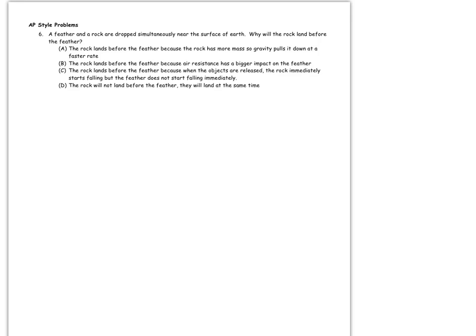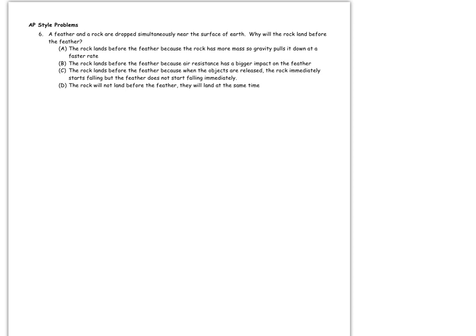Moving on now to some of our AP style questions for this homework assignment. So we have our classic experiment conceptual question about the rock and the feather. If a rock and a feather are dropped at the same time near the surface of Earth, which one lands first? In the absence of air resistance, they would accelerate downwards and land at the same time, but on Earth we do have air resistance. So why will the rock land before the feather?